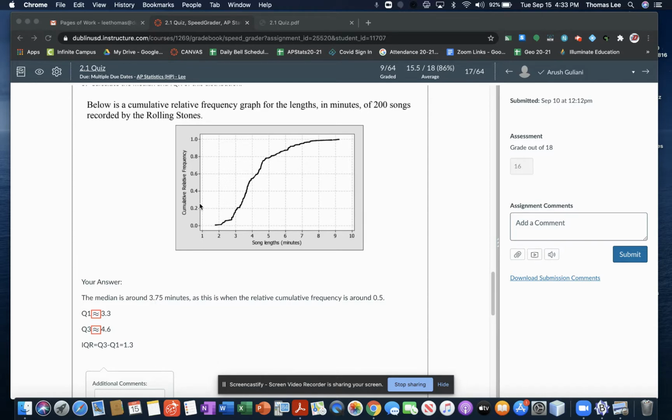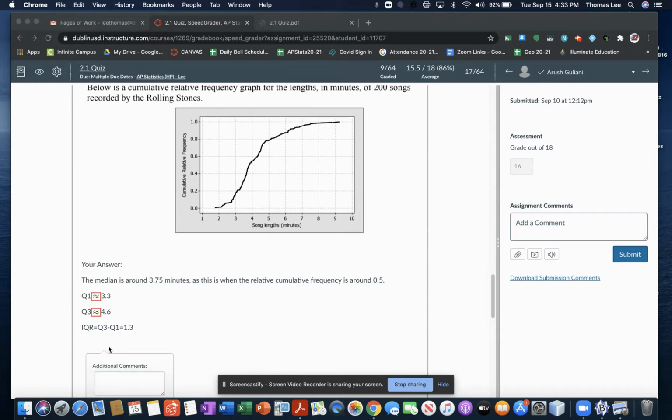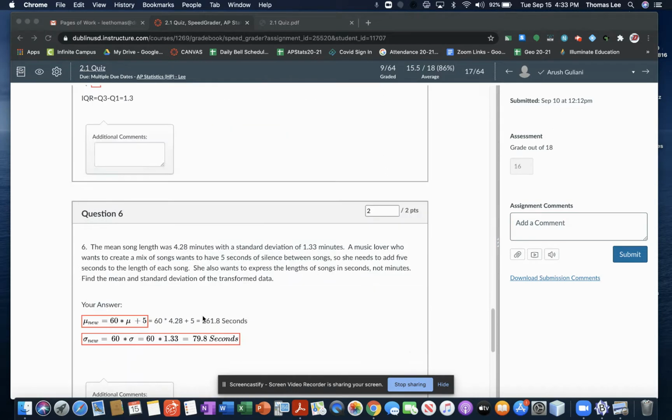Q1 is the 25th percentile, right about there, about 3.3. Q3 is the 75th percentile, way over here, about 4.6. So IQR is just Q3 minus Q1.